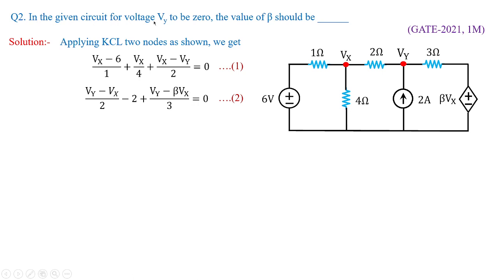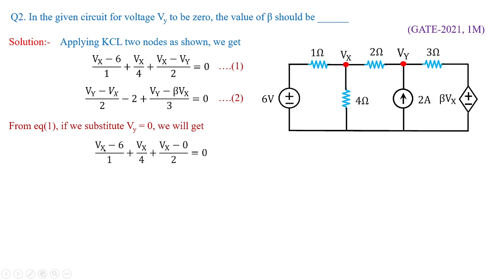Now in the given circuit, for voltage Vy to be 0, this Vy should be made equal to 0. Then what happens? From equation 1, if you substitute Vy equal to 0, we get Vx minus 6 by 1 plus Vx by 4 plus Vx minus 0 by 2 equal to 0. I get the value of Vx equal to 24 by 7. This I'm treating as equation 3.